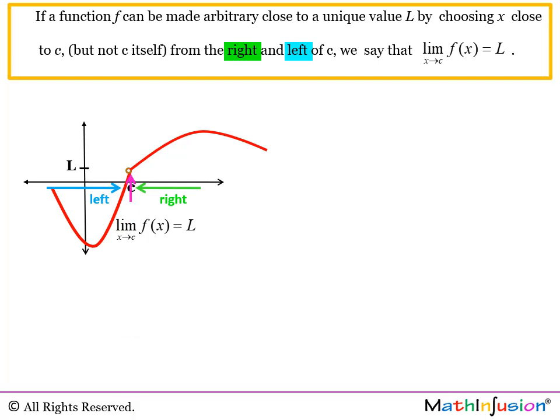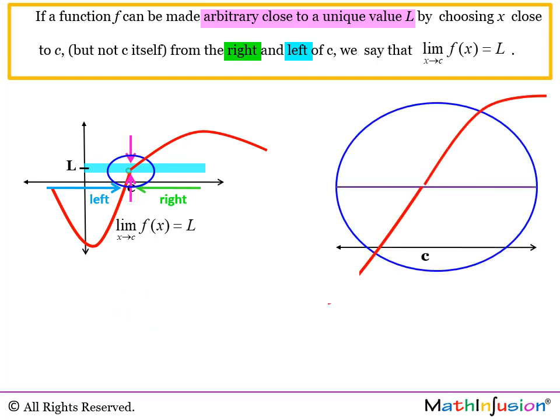When we do that, we also get that we are getting arbitrarily close to a unique value L, which means that if we go a little bit more on the right side and more on the left side to shrink more about x equals c, then this stripe, the blue stripe about the L, is also going to shrink. Let's magnify that.